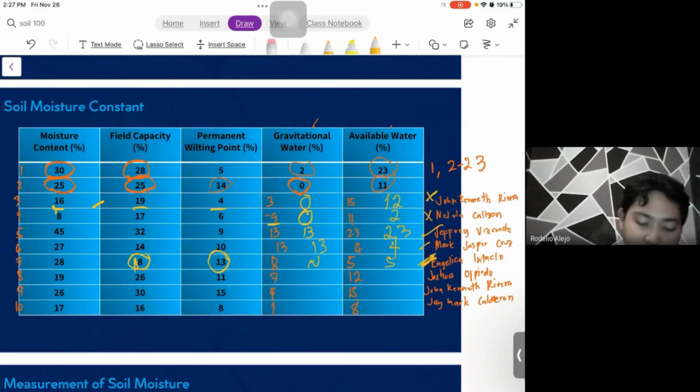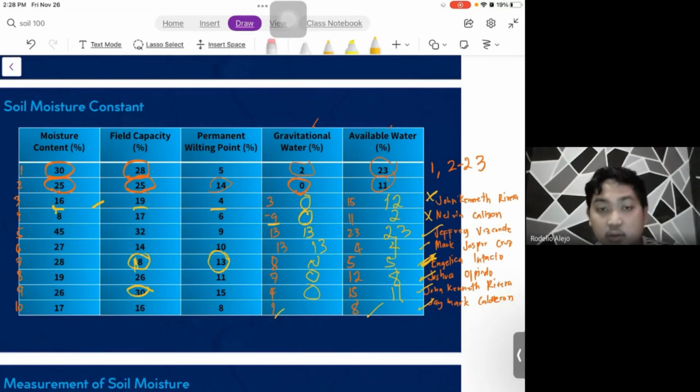So, correct. Then, in number 8, there is no excess water, so that will be 0. Then, this will be 8, kasi 19 minus 11. Then, number 9 is we don't have excess water again, dahil mas maliit yung moisture content. Then, we have 26 minus 15, that will be 11. Then, moisture content, may 1 na excess water tayo, then may 8 tayo na, that is correct. So number 9 must be 0 and 11 kasi 26 minus 15. Kasi yung filled capacity hindi niya na-reach.